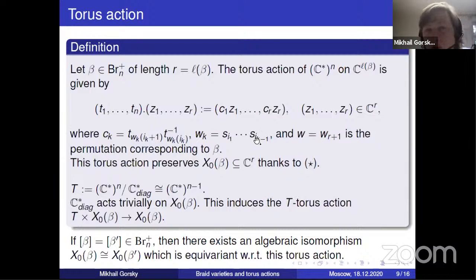But well, this is some action of a torus, and one can check that because of our braid relation star that appeared a couple of times before, it preserves our braid variety X_0 of beta. And actually, the diagonal C star living in this huge torus acts trivially on this variety. So we can quotient it out and get an action of a torus of dimension n-1 on our variety.